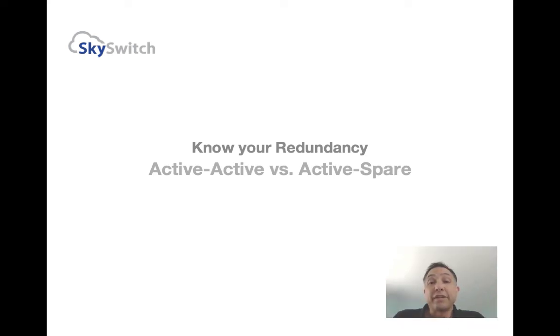So there you have it. The difference between SkySwitch and many other providers who claim to have redundant networks is active-active versus active-spare. So next time you talk to another provider who claims to be redundant, you'll know what questions to ask.